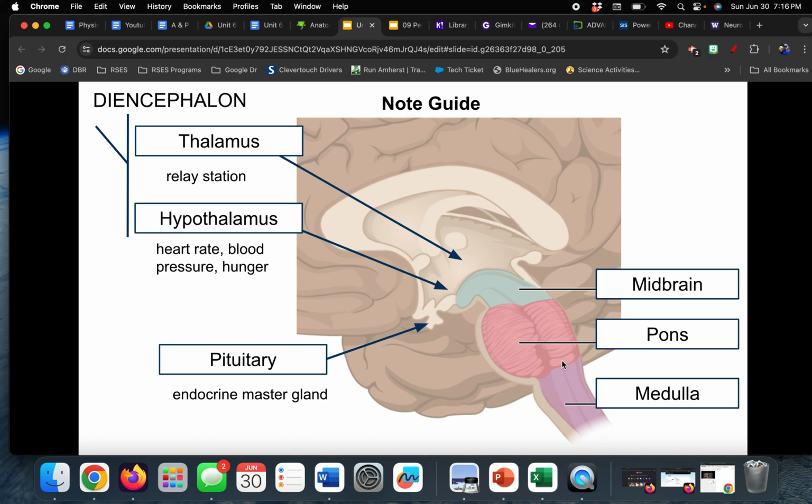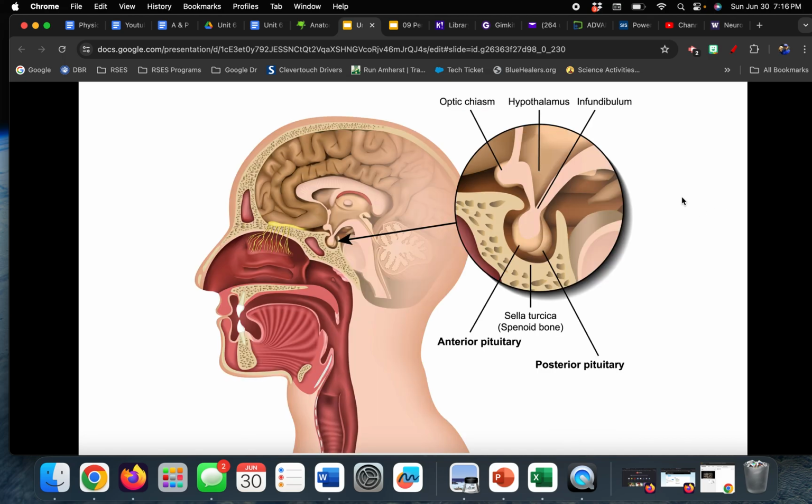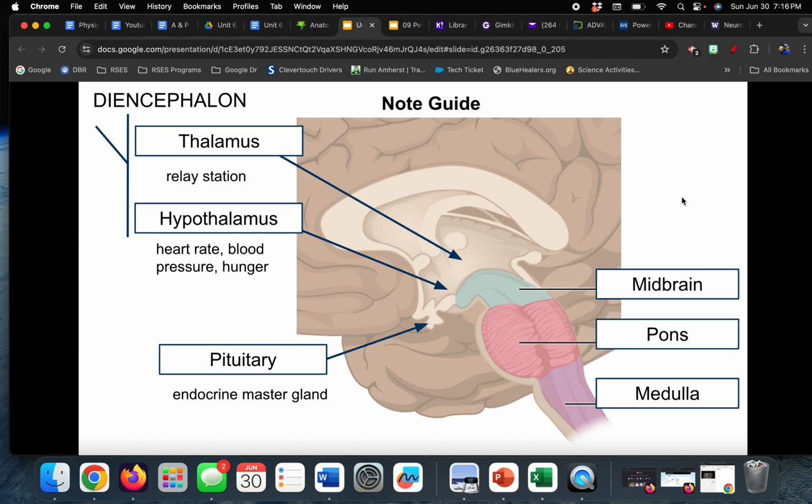So the big three for our test would be the three on the right: midbrain, pons, and medulla. These three would be on our next unit of endocrine system. Wait a minute, you do need these in your notes, so I'll pause here, my mistake.